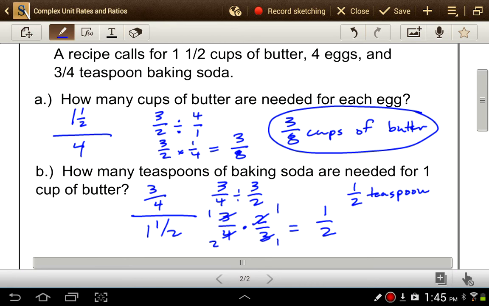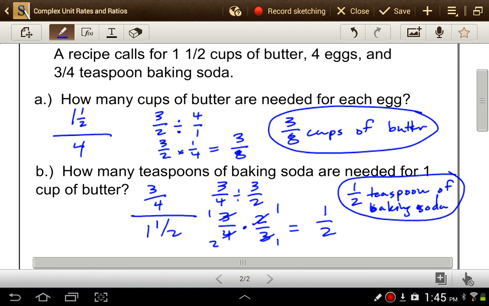of baking soda. Oops, put it there. Of baking soda for every cup of butter I put in there. Okay. Now the importance of this would be if I wanted to change my recipe around. Okay. So if I needed to adapt it, I would need to know how to do this if it's not an easy just doubling or something.